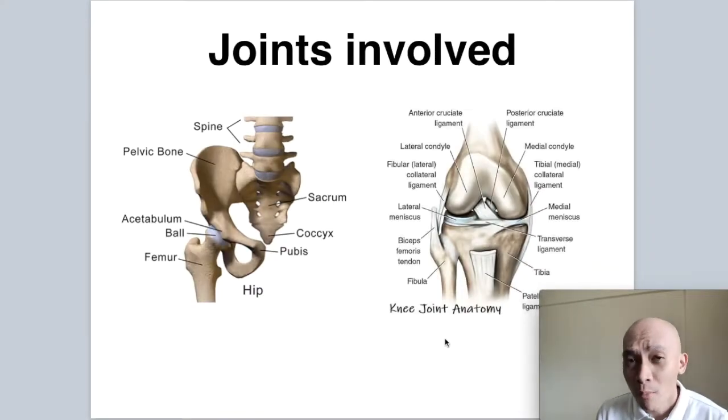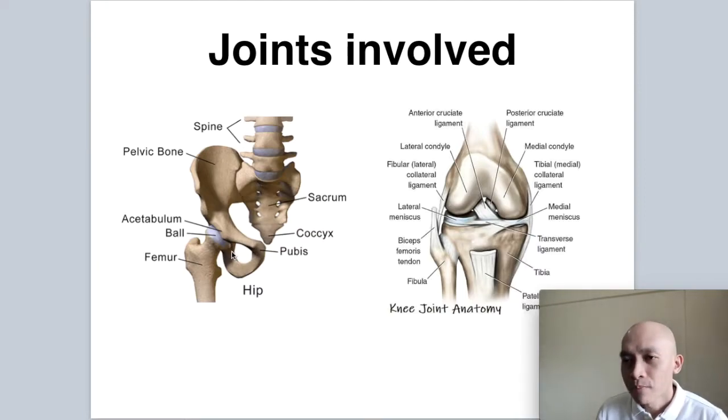Now, as we know, when we're on our bike, there are 3 joints that get involved. There's your hip joint, your knee joint, and your ankle joint. But when we are specifically talking about knee pain, let's forget about the ankle, because it doesn't contribute much to our knee pain. So if we focus on just 2 joints, that would be the hip and the knee. Because of how we are moving on the bike, these 2 joints can contribute to our knee pain.